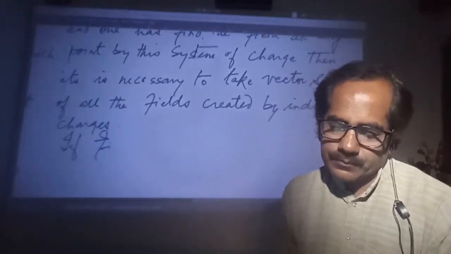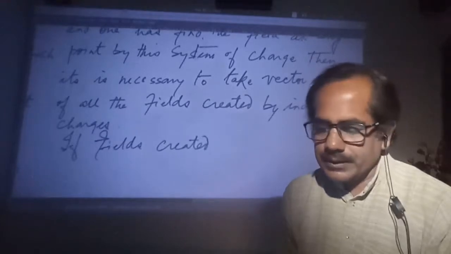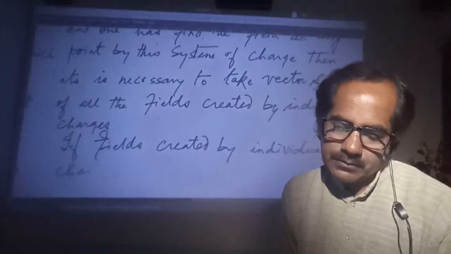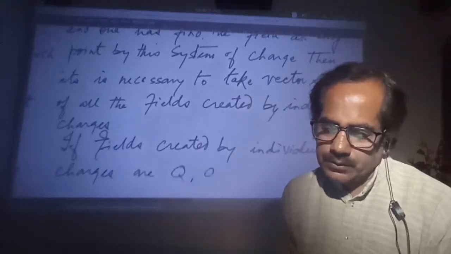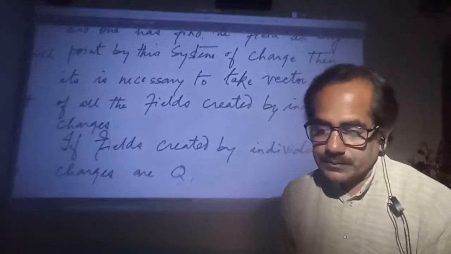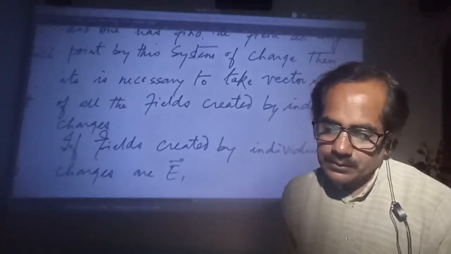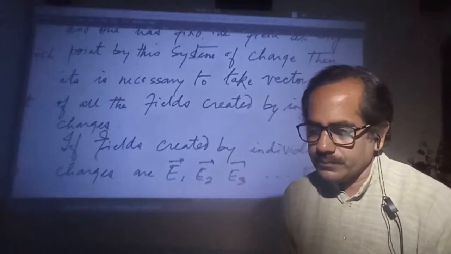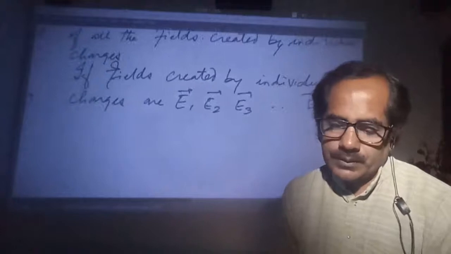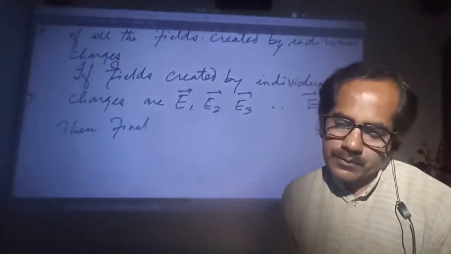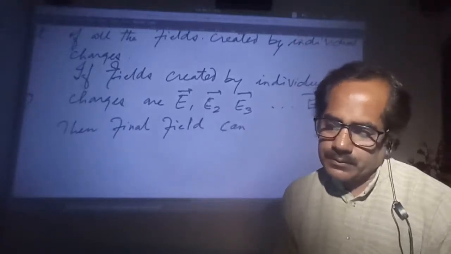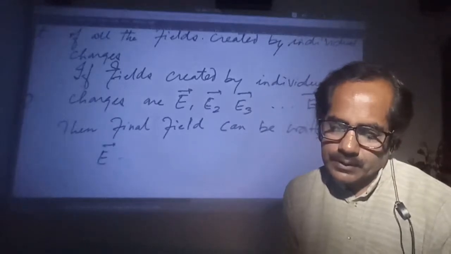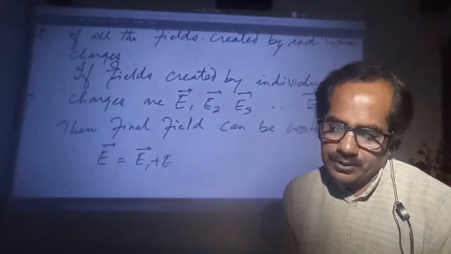If fields created by individual charges Q1, Q2, Q3 are E1, E2, E3, so on up to En, then final field can be written as E equal to vector sum of all the fields.